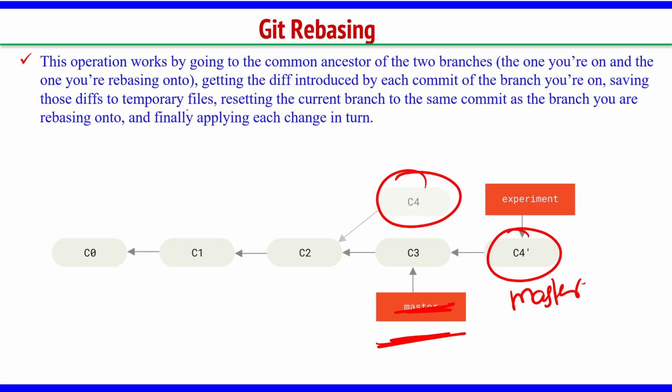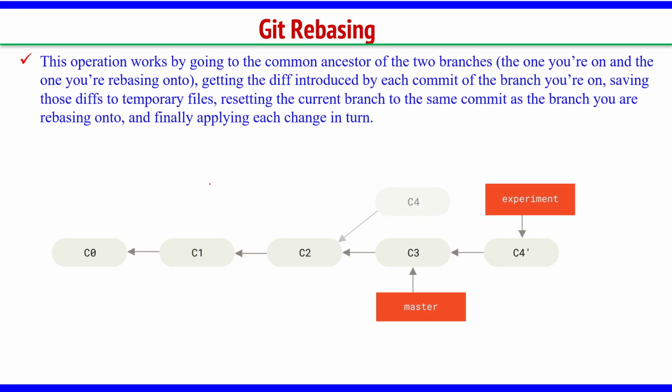This operation works by going to the common ancestor of the two branches, right, that was C2, the one you are on and the one you are rebasing onto. Get the difference introduced by each commit of the branch, saving those differences to temporary files, that is finding out what is the difference, right, resetting the current branch to the same commit. It is basically telling that you have to find out the latest master and on top apply the changes C4, right.